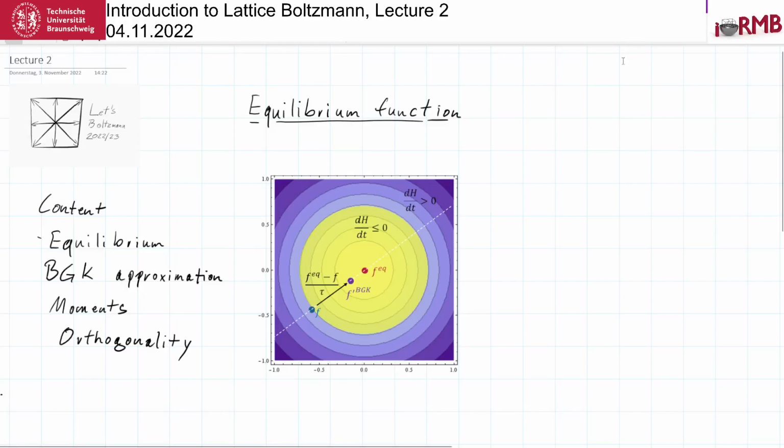So, welcome to the second lecture, Introduction to Lattice Boltzmann Methods. Still on the basic theory of the Boltzmann equation. Today we talk about the equilibrium function, and this derives from last week's derivation of the eta theorem. So the content of today is discussing the equilibrium function. Then we introduce a simple approximation for the collision operator moments, and we also introduce orthogonality.